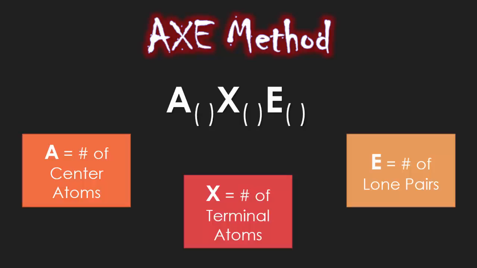It could be 1, 2, 3, 4. X is going to be the number of terminal atoms. So if we think of H2O, O is your center atom, and there are 2 terminal atoms, so X would be 2. And in a situation where you have any lone pairs, that's using your drawings to figure that out, you're going to put the number after the E. We're going to show you what this all means right now.